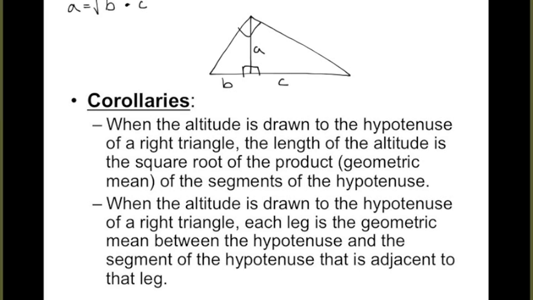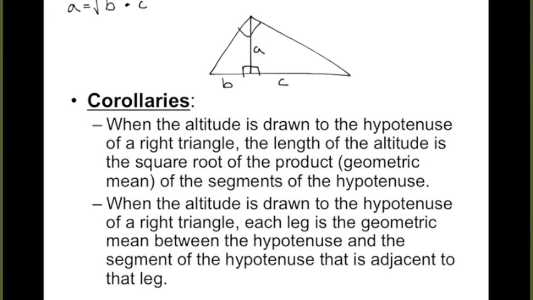Okay, so the altitude, that height, which I labeled A, is equal to the square root, yesterday we talked a lot about square roots, of the product or the multiplication between the two broken pieces of that hypotenuse, or the broken pieces of the side that it's laying on.